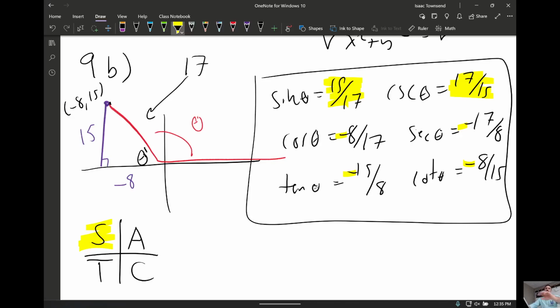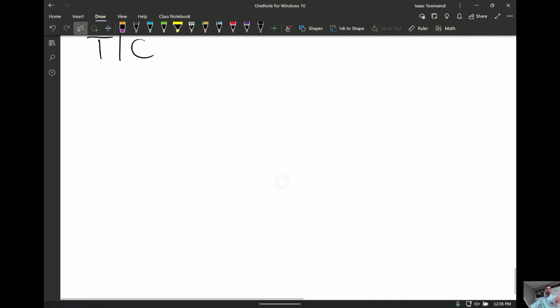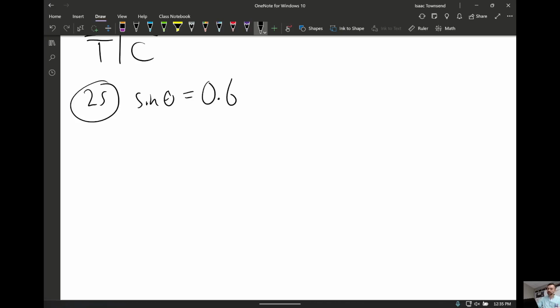All right, it's been another 10 minutes. So what other questions did you get to that you need some help on? Yeah. Number 5? 25. Okay, 25 tells us sine is 0.6, and I don't like that, so I'm going to change that to a fraction. And our angle is in quadrant 2.